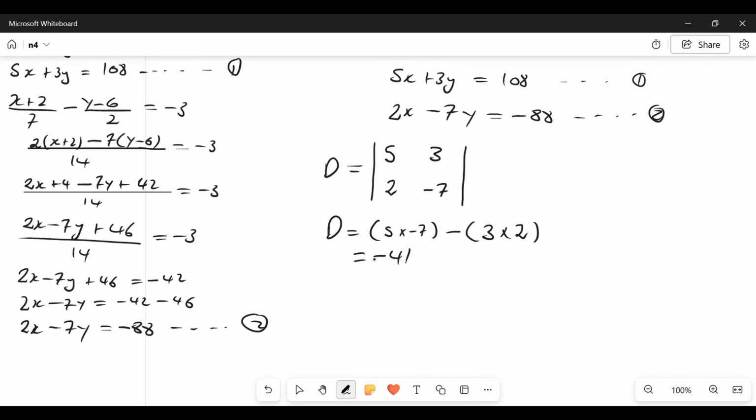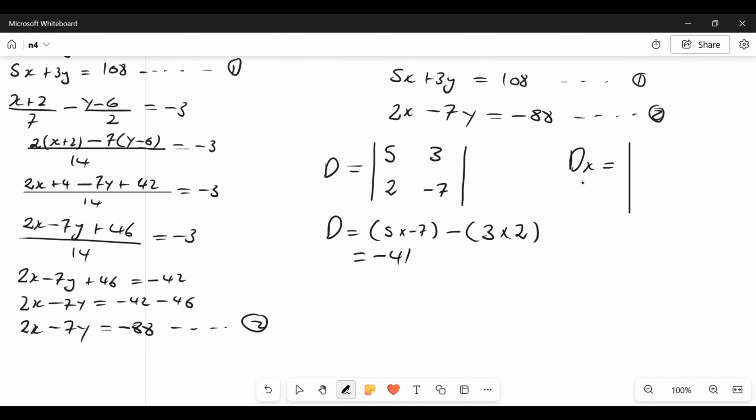So this here is our determinant. We're going to use this determinant to find our x and y. So from here now, we need to find the determinant for x. So I'm going to write dx here, which is going to be equal to... So we also need to create the matrix for dx.